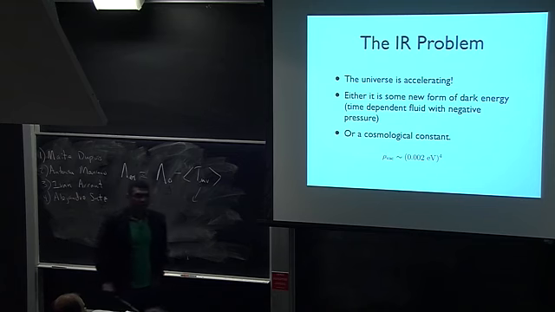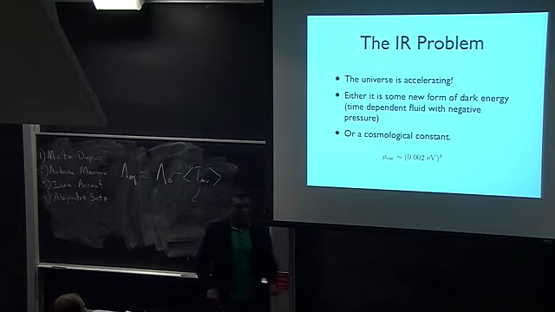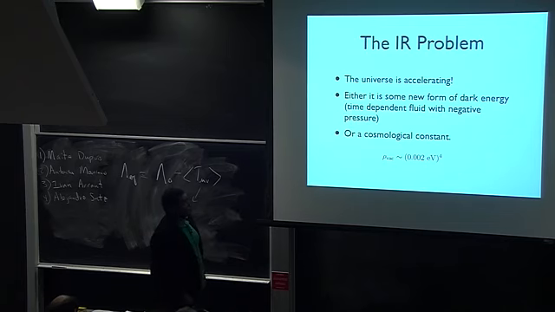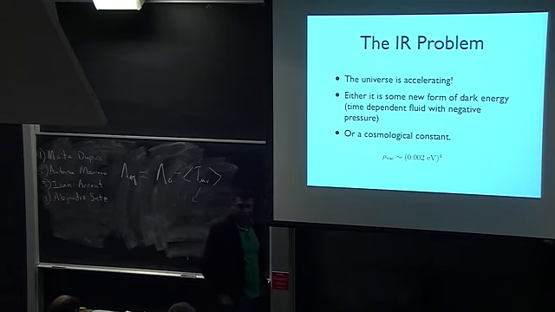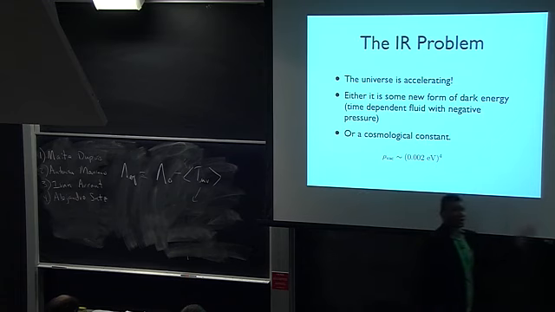So let me say a few words about the infrared problem, which is, I think, a more serious problem. That's just in the ultraviolet problem, perturbative quantum field theory. Well, the infrared problem is the observation that the universe is accelerating. And either the source of this acceleration is a time-dependent thing, a fluid. In that case, it's not a cosmological constant. Then there's no need to worry. We just have to explain why lambda is 0 and what this thing is.